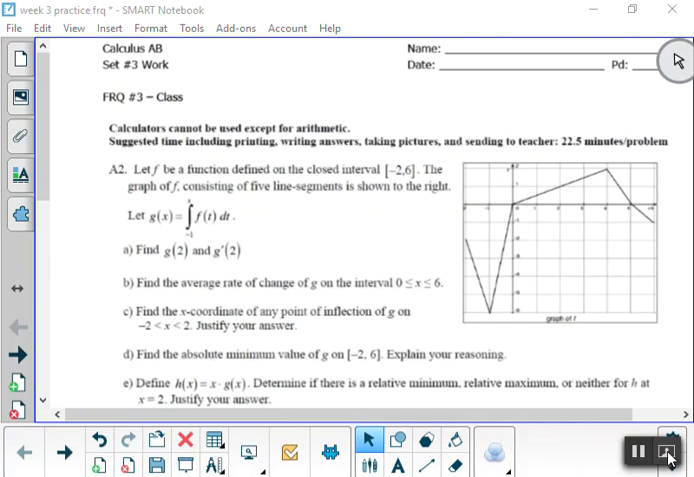Okay, here we go. All right, so here's the one from class, given this graph. Given the graph of this function, which is the graph of f, defining g as the integral of -1 to x of f of t, finding these different values. I'm going to go ahead and do all 5 parts, but we did do some of these in class.